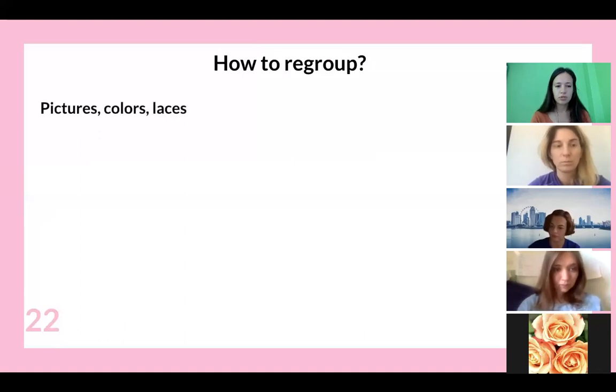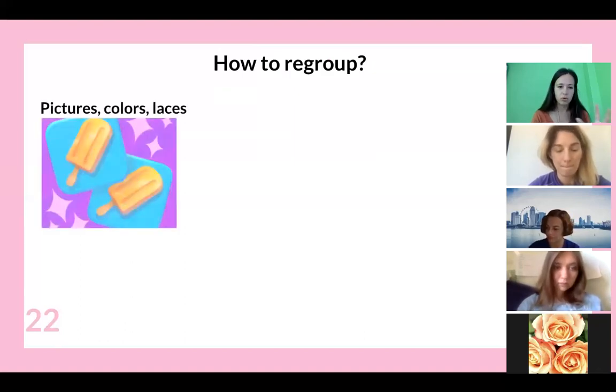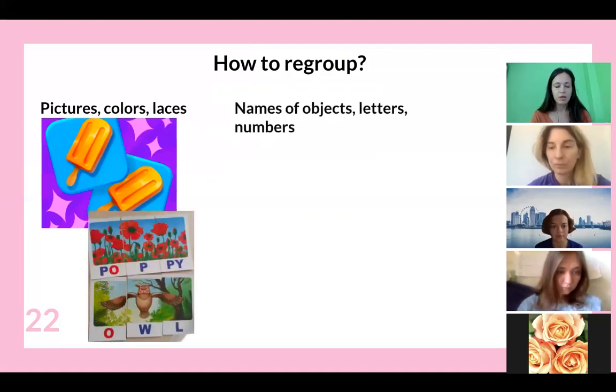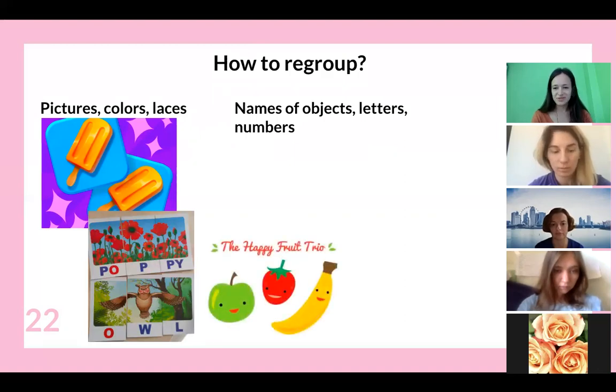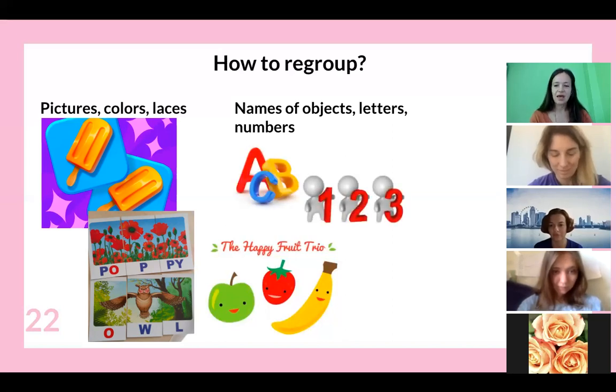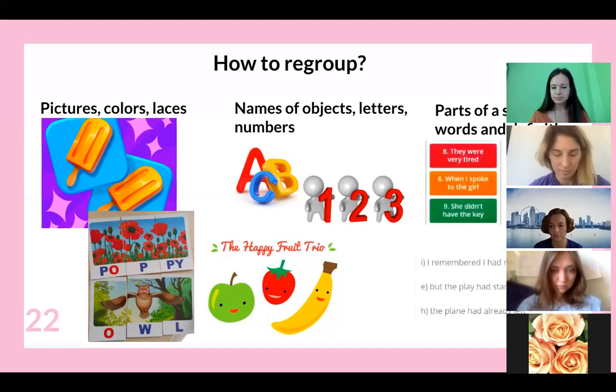You can regroup students with the help of pictures, colors, or placards where they should find their partner. You can assign them names of objects like apple, banana, strawberry, I guess our favorite, or letters, numbers. You can also give them parts of sentences or words and definitions. They will have to find the person whose definition or word will match their part. And here you can use sentences or words according to the topic of the lesson.